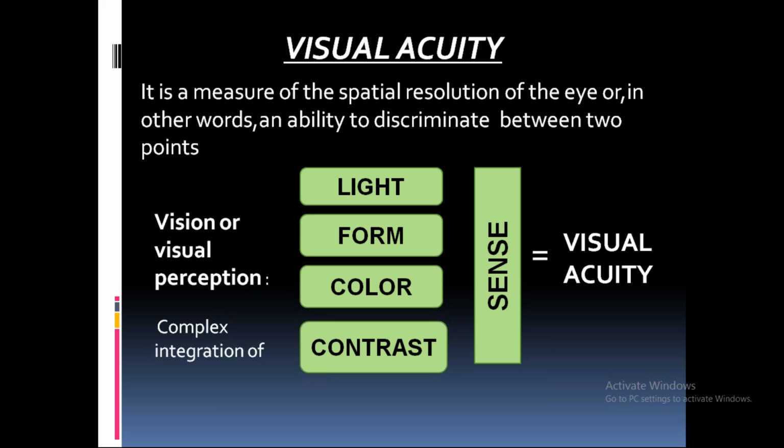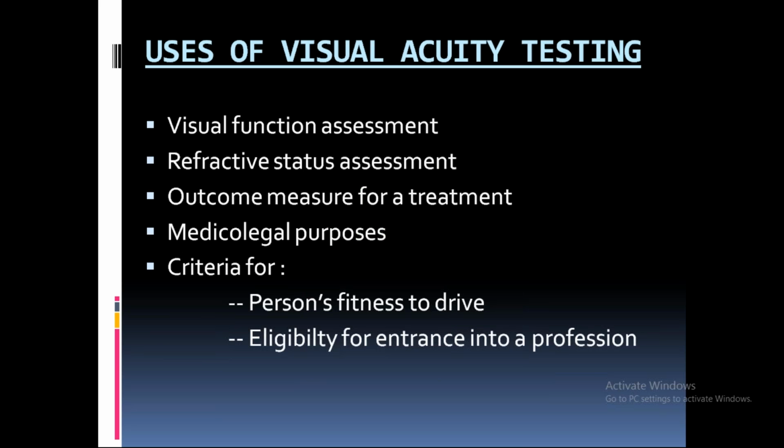light, form, color and contrast and sense. All the 5 things together come into visual acuity. It consists of light, form, color, contrast and sense. All these 5 components together come under visual acuity. It is a measure of spatial resolution of the eye, or in other words, the ability to discriminate between the 2 points is considered as the visual acuity.